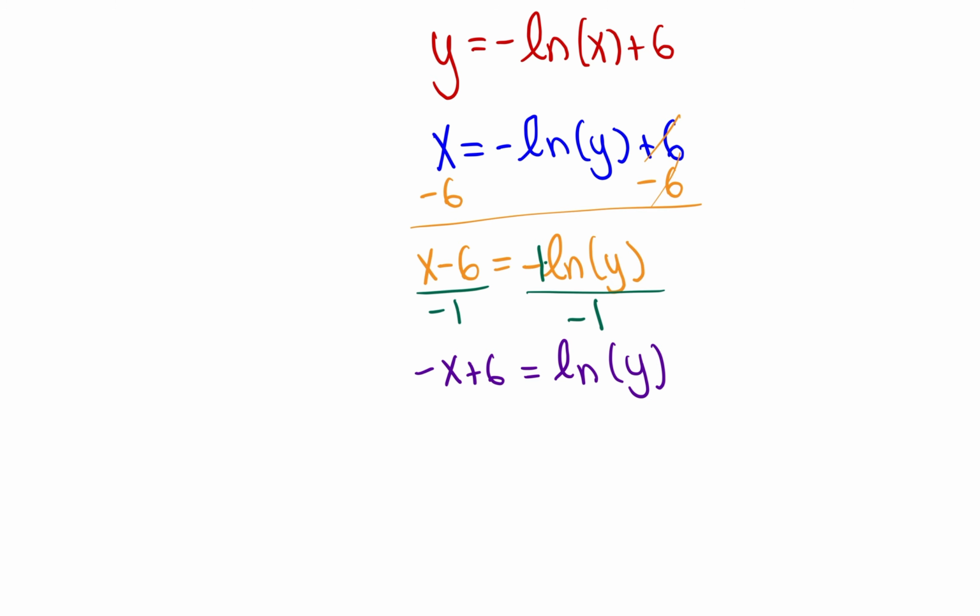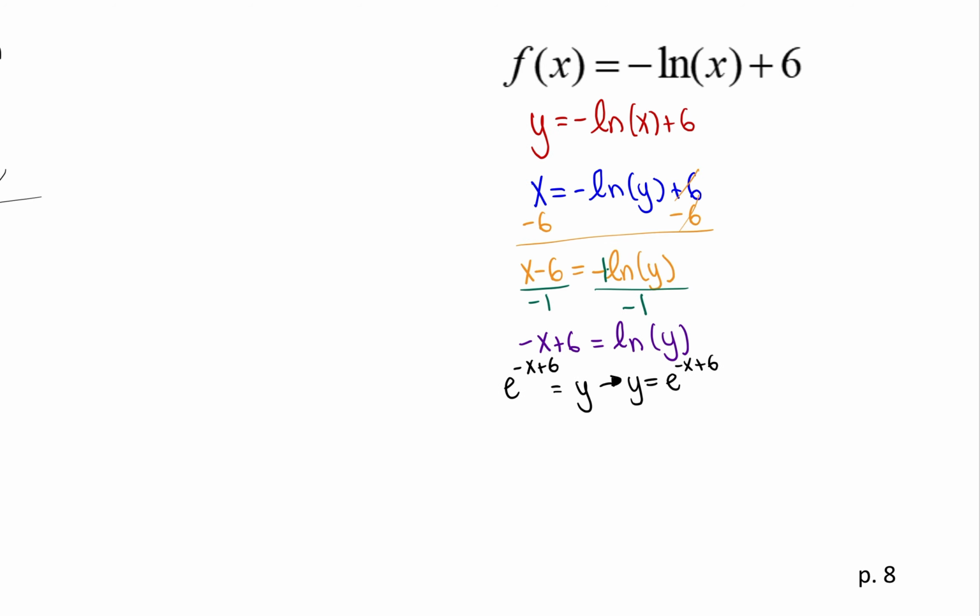So did I get the natural log all by itself? Yes, I did. So my next step is to convert this to the exponential form. So I have e to the negative x plus 6 is equal to y. Or essentially, I have y equals e to the negative x plus 6. And I ask myself, did I get y to be all by itself? Yes, I did. So my final step is to simply rewrite the inverse of f of x is equal to e to the negative x plus 6.